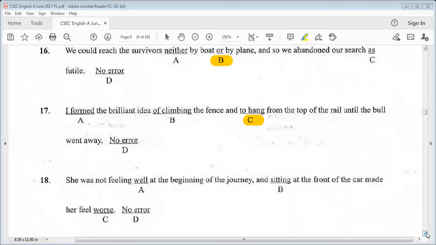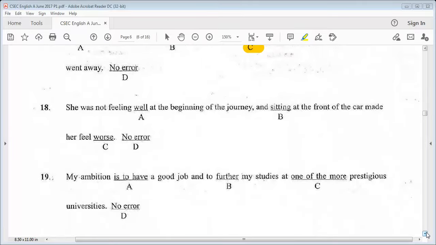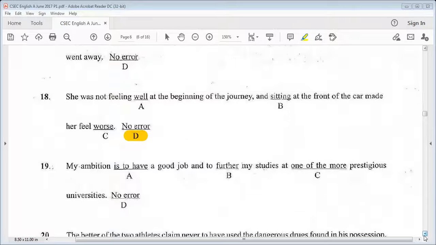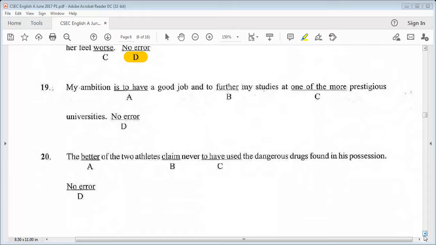Let's go on to number 18. She was not feeling well at the beginning of the journey, and sitting at the front of the car made her feel worse. Well, I don't see anything wrong with this sentence, so D would be our answer, no error. Let's move on to number 19. My ambition is to have a good job and to further my studies at one of the more prestigious universities. Is there anything wrong with this? Well, I don't see anything wrong with this one. So D would be our answer.